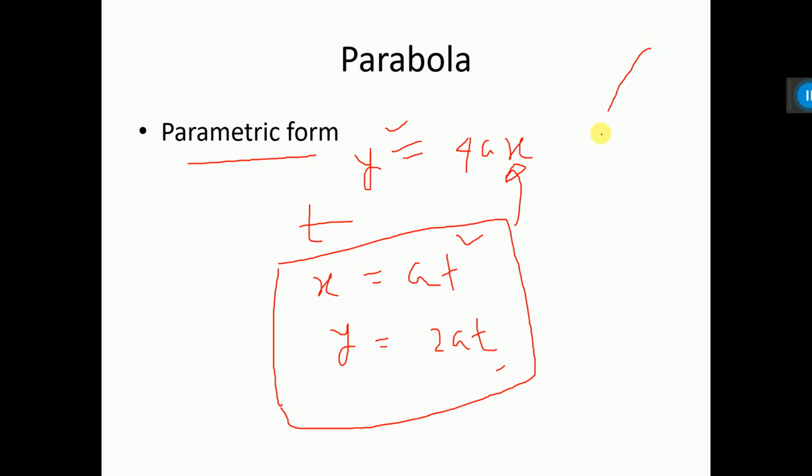Now any point on the parabola if you want to consider, you can consider (at square, 2at). This kind of consideration is called parametric form consideration. You are considering the point in parametric form.